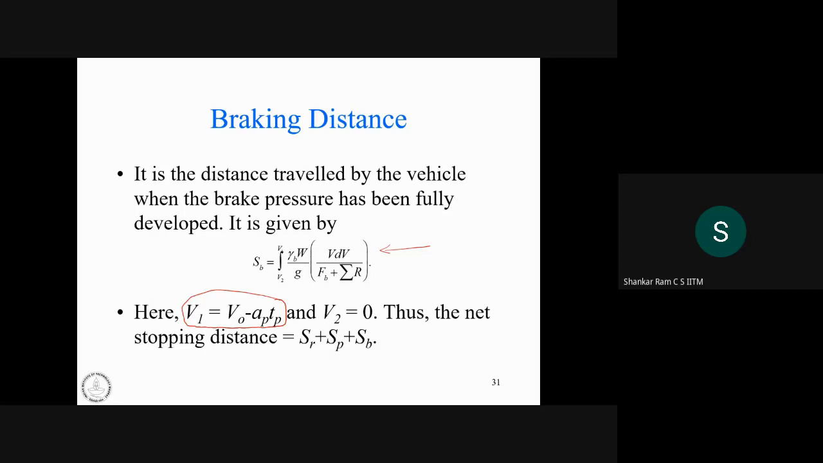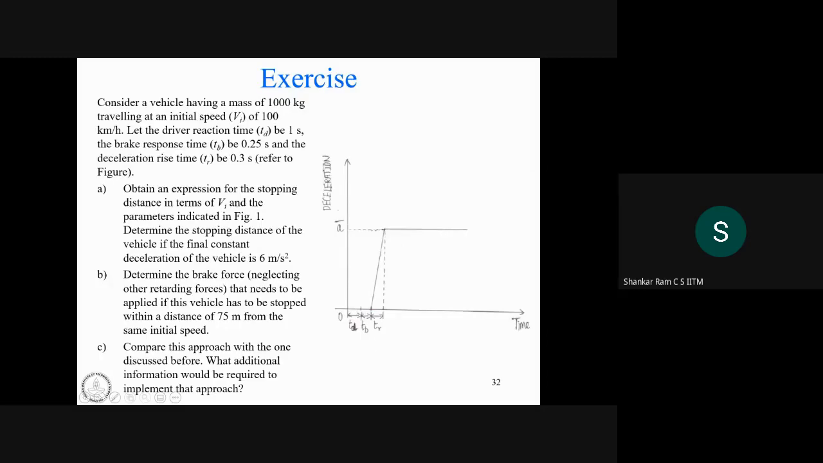As an exercise, I want you to do this problem. Once again, this one you don't need to submit as homework. This is just for your learning purpose. So this is left to you as an exercise. What I am asking you to do is an alternative way wherein we use only kinematics to calculate the total stopping distance.